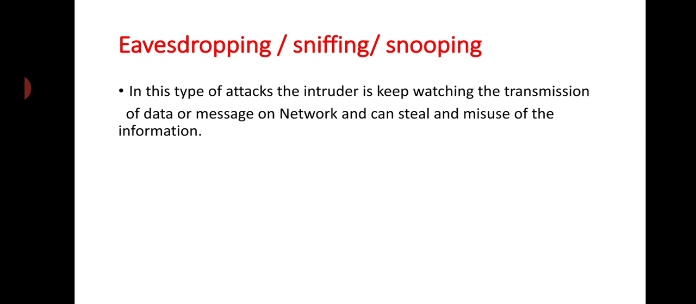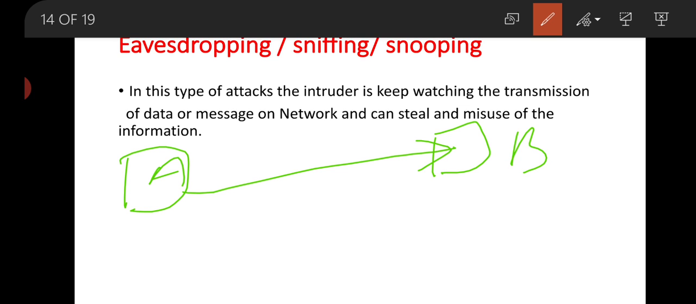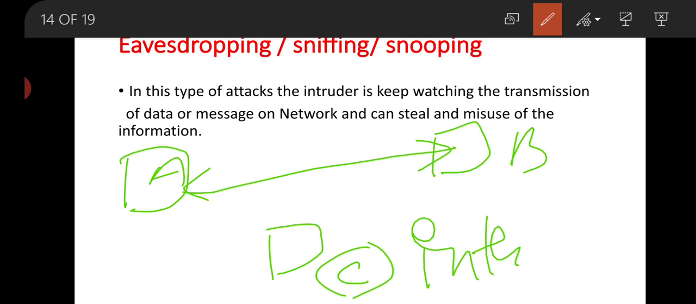Now the next attack is eavesdropping or sniffing or snooping. Both are similar terms. In this type of attack, the intruder keeps watching the transmission of data or messages on the network and can steal and misuse your information. Suppose this is person A, this is person B. They keep communicating with each other, but here is user C. This is your intruder.